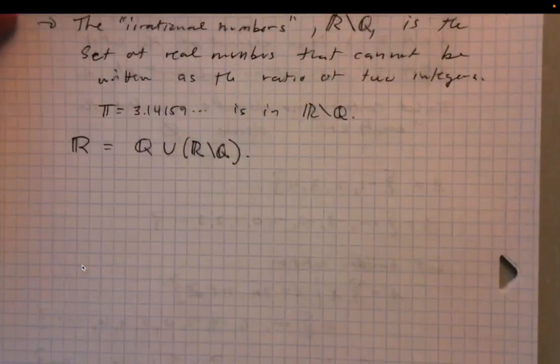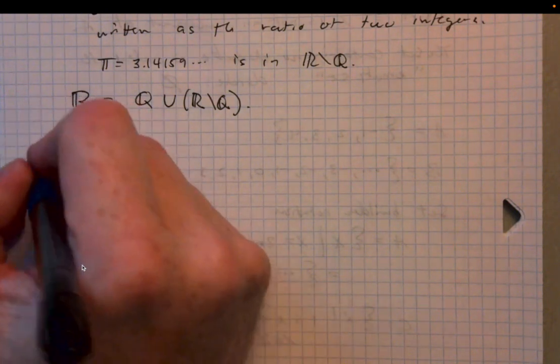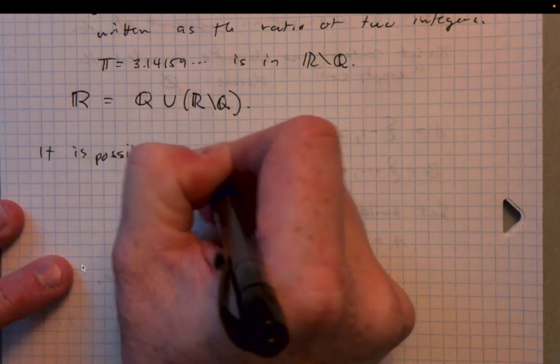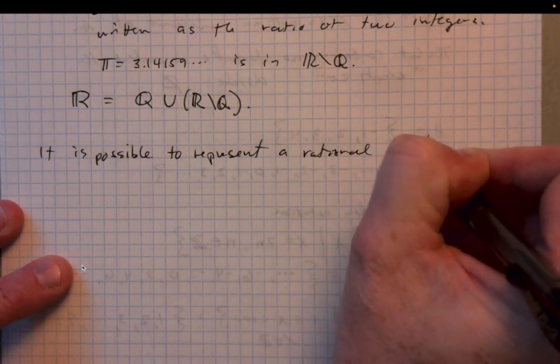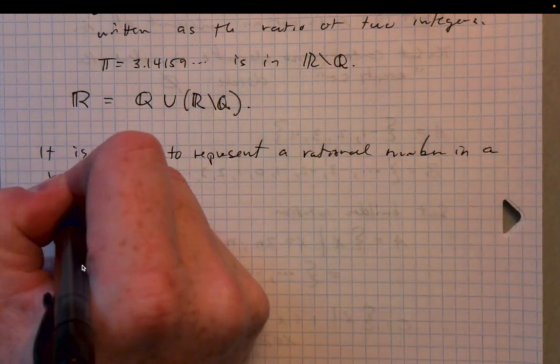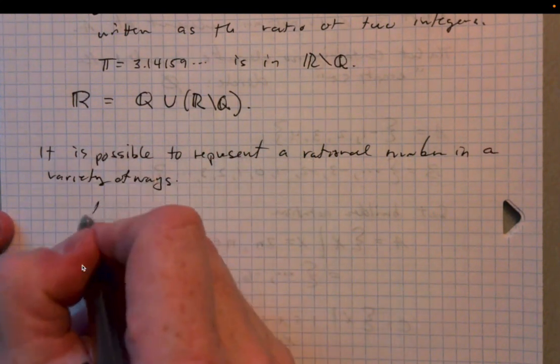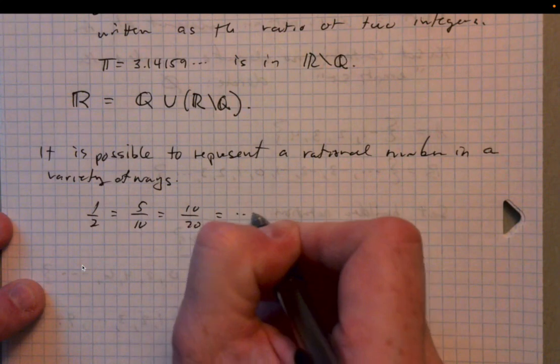Now, let's think about the rational numbers a little more. Many different fractions can be used to represent a given rational number. So it is possible to represent a rational number in a variety of ways. And I don't mean anything cryptic here. Obviously, it's just true that 1/2 is equal to 5/10, which is equal to 10/20, and so on, right?